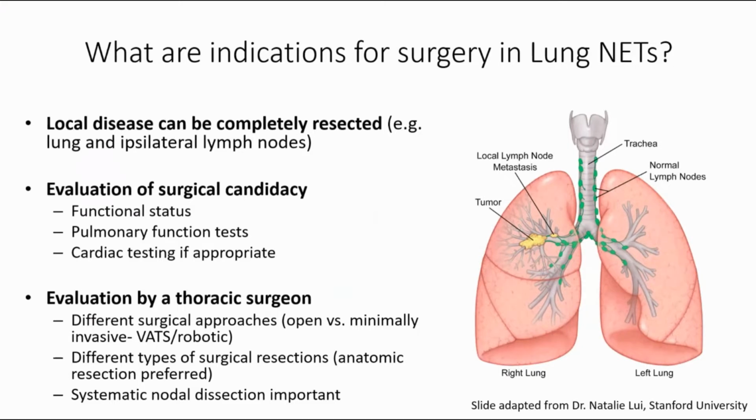And the thoracic surgeon will talk about different surgical approaches. Some of the surgeries require an open surgery, so that's a larger scar. Others can be minimally invasive or even done with a robot. And again, there are different types of surgical resections. Sometimes you're taking the entire lobe of the lung out, and other times they can take only part of the lobe. We call that a sublobar resection.